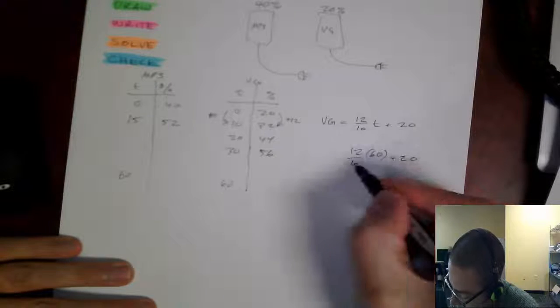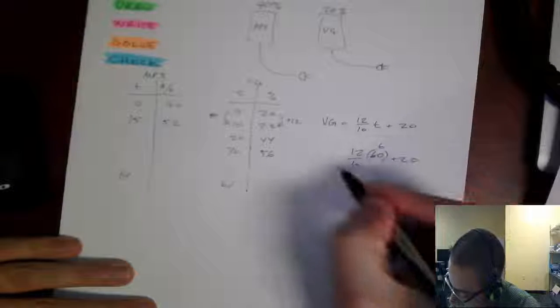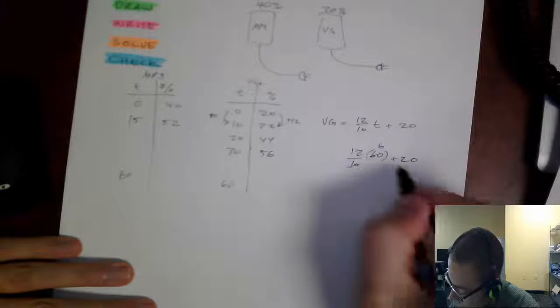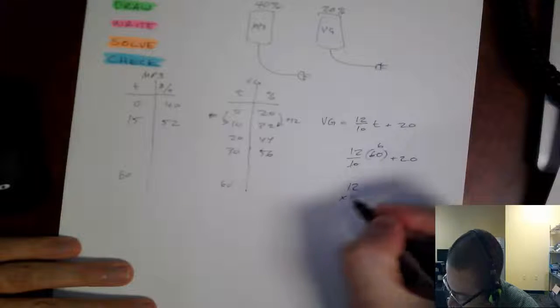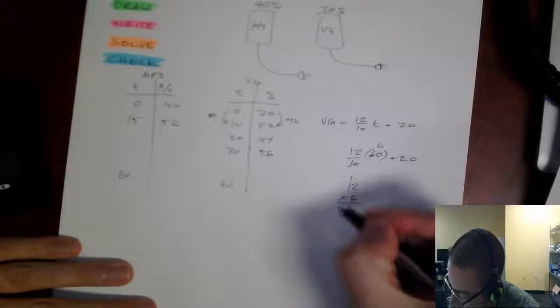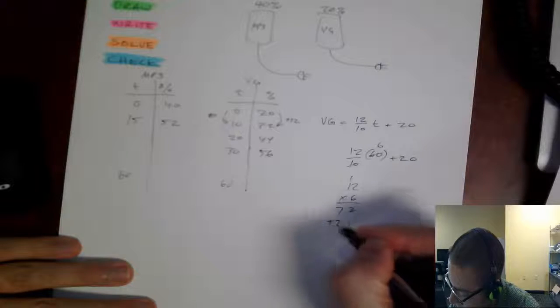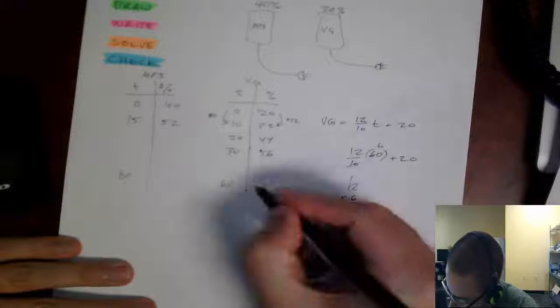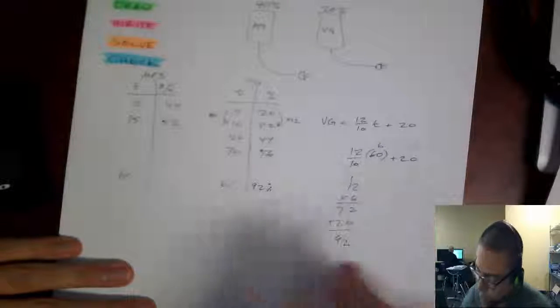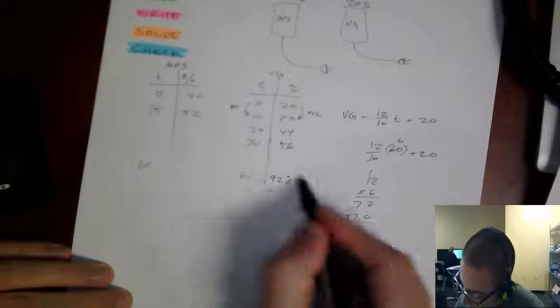So 10 goes into 60 6 times. So I have 12 times 6 plus 20. So 12 times 6 is 72 plus 20 is 92. So at 60 minutes it would be 92% charged. Alright, so that's one answer.